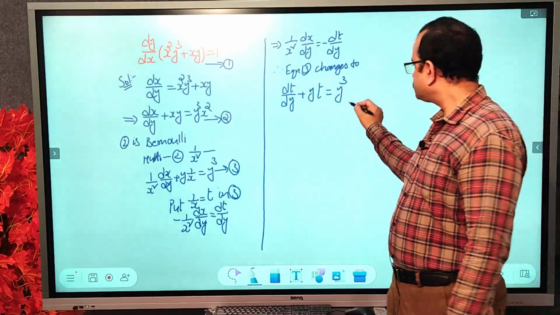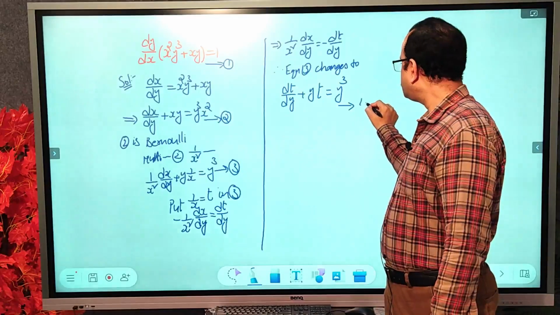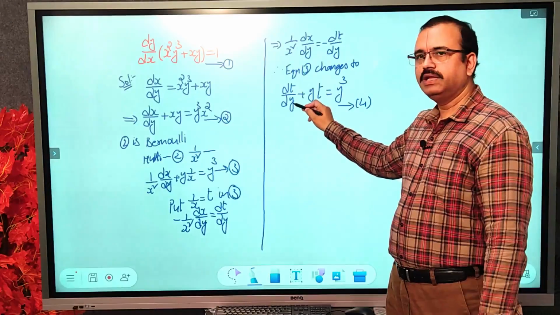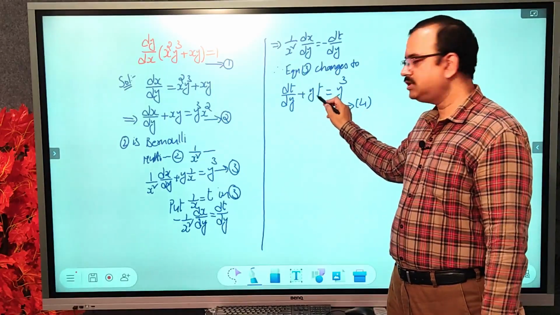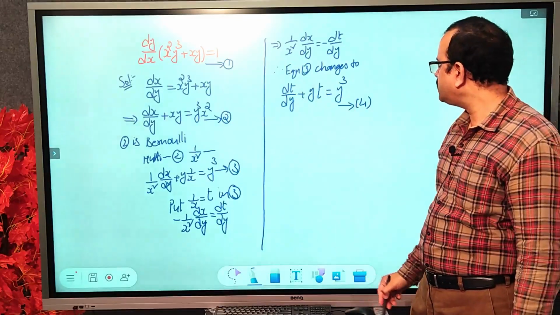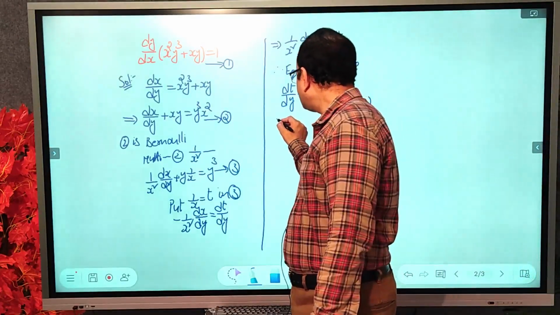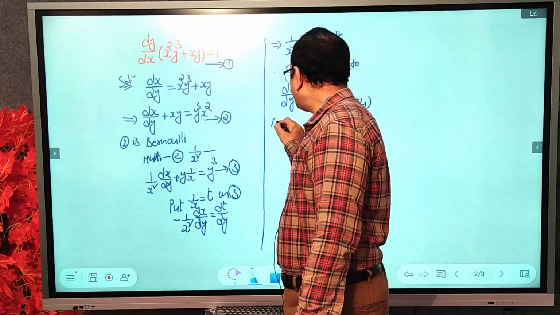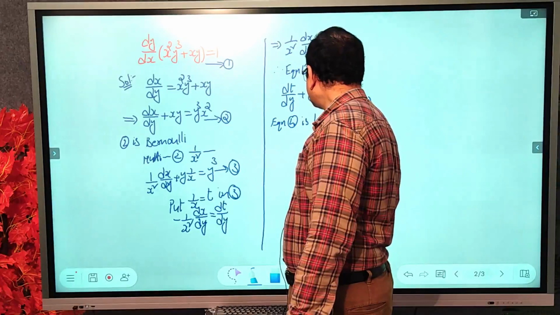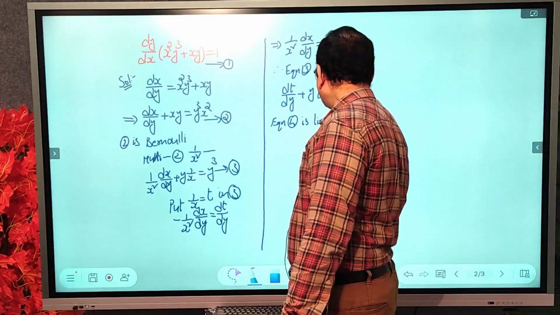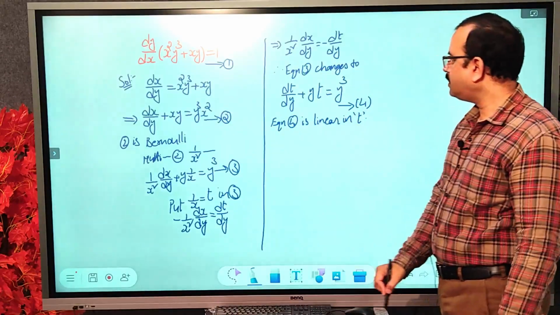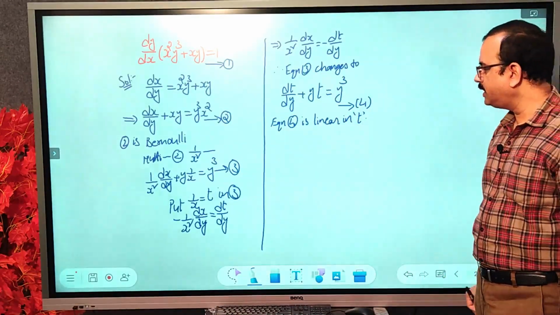Now take this one as equation 4. If you observe this equation 4, dt by dy plus y into t is equal to y cube, it is nothing but a first order linear differential equation in t. If you want you can write it: equation 4 is linear in the variable t. Okay, now we know how to solve a linear differential equation.